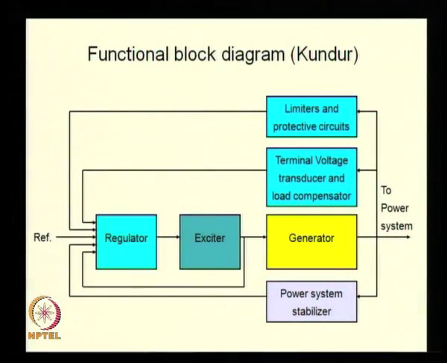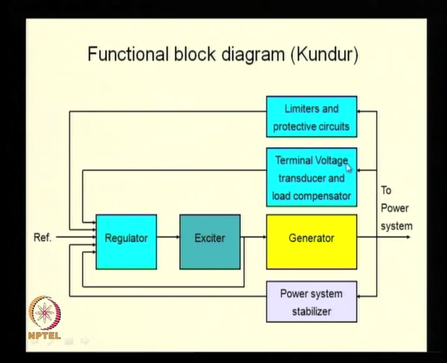Now, the most important or the core function of an excitation system controller is regulation of the generator terminal voltage. So, what it does is essentially keep the terminal voltage of the main synchronous generator almost constant. This is shown in a functional block diagram here. There is a regulator, which tries to bring the voltage near or equal to a set point value, called the reference value.